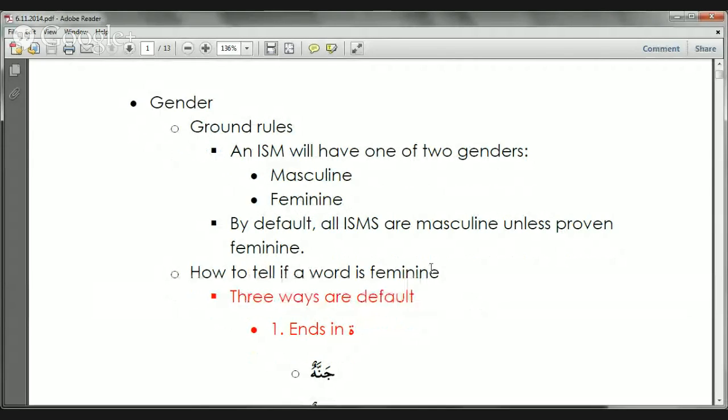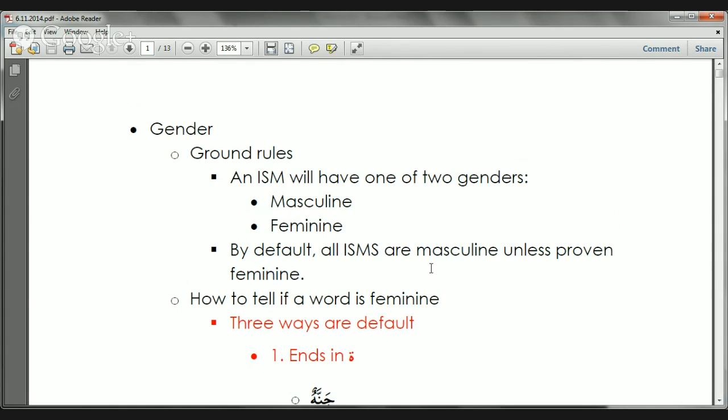Okay, yesterday we went over gender and type, so I'm just going to review this very quickly. So we spoke about gender and we mentioned that an ism will always have one of two genders. Quite straightforward, it's either masculine or it's feminine. There is no such thing as a neutral gender ism. And all isms are masculine unless proven feminine.